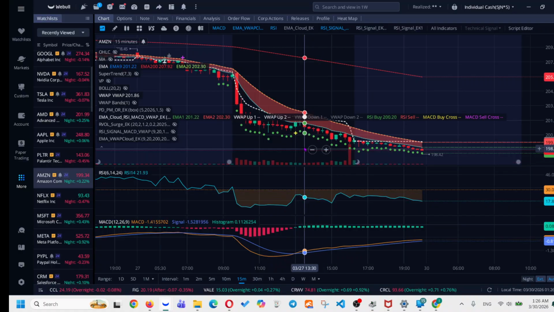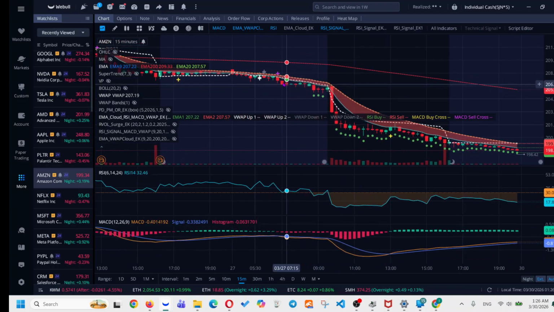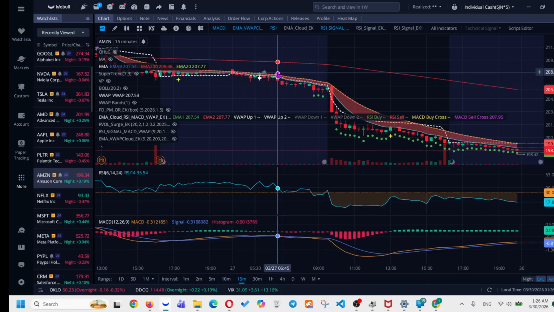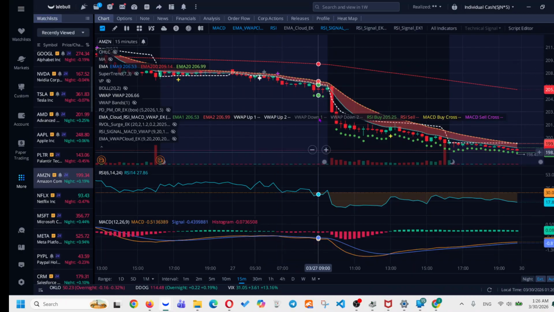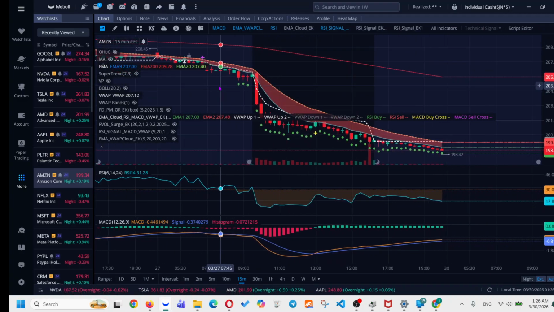On the opposite direction, if the MACD crosses below, let me see, I think we have one here. This purple plus sign is when the MACD crosses below, which shows that bearish price action is incoming. So that's one thing.